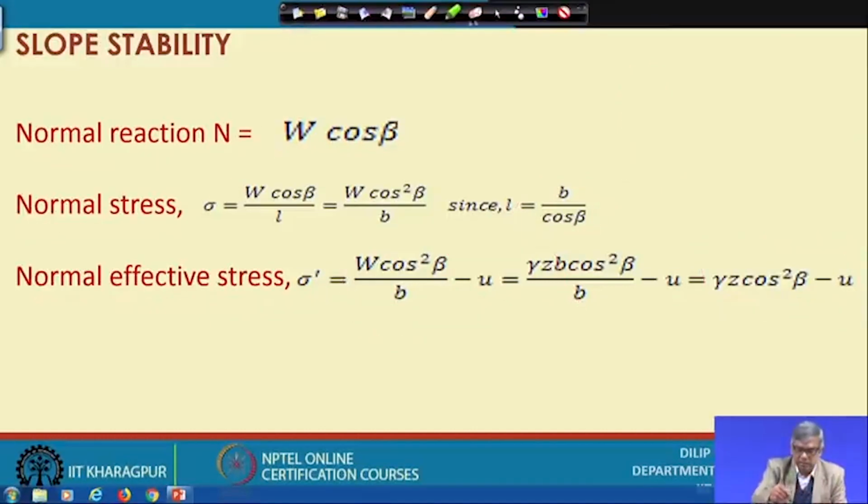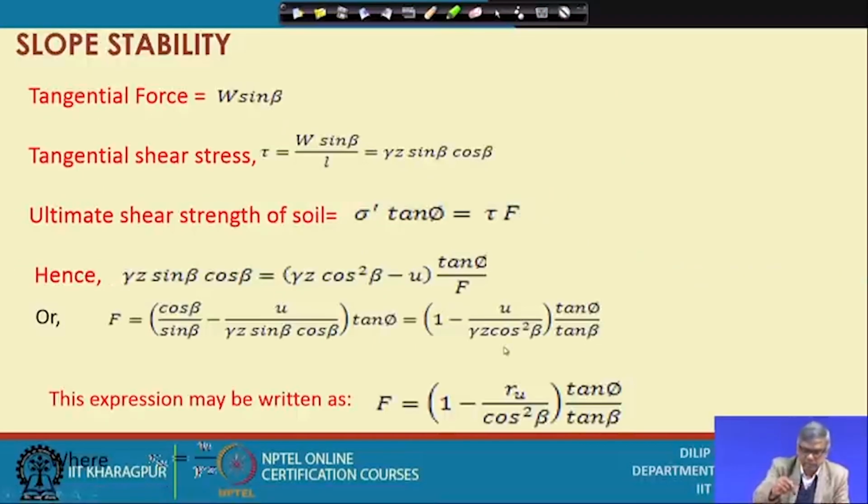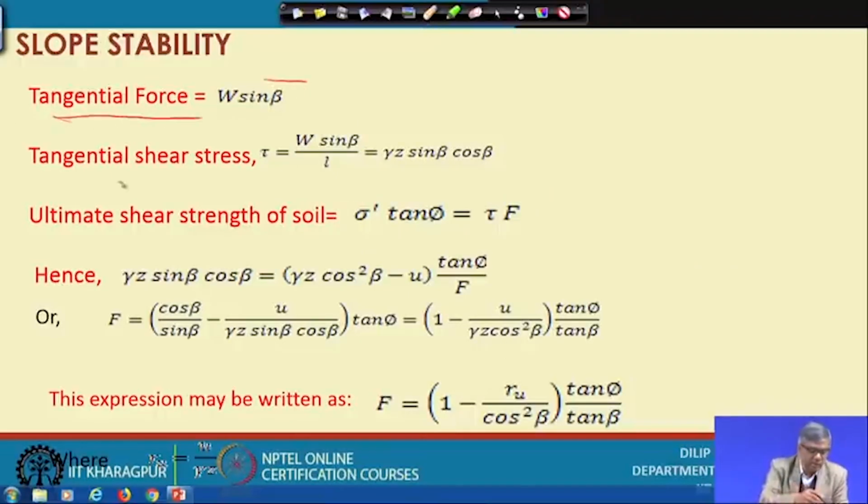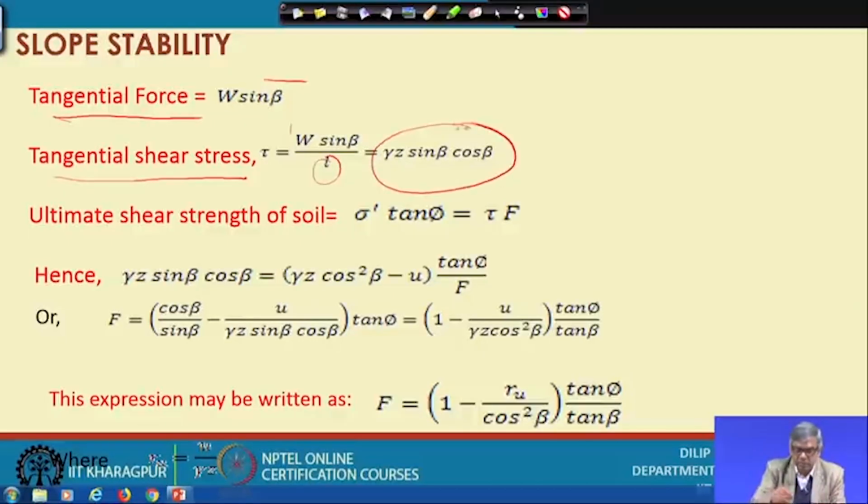Similarly, if I shear stress you have to calculate. So, you can go back to this, you can see the tangential force is W sin beta, and tangential stress again the load by area, and L again to be substituted, then it will be gamma z sin beta cos beta, okay. And so, this is the tangential shear stress.